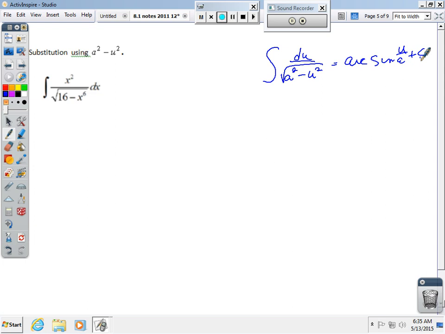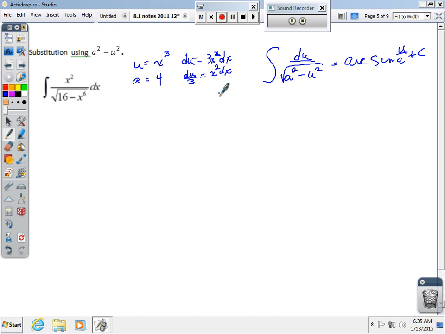So, in this case, u is going to be equal to the square root of x to the sixth, which is going to be x cubed, which means du is going to be equal to 3x squared dx. And hopefully you can see that matches the numerator. And a is going to be equal to the square root of 16, which is 4. So du over 3 equals x squared dx.